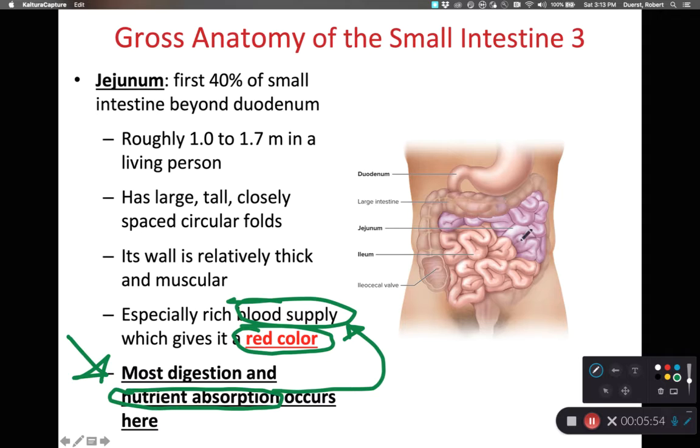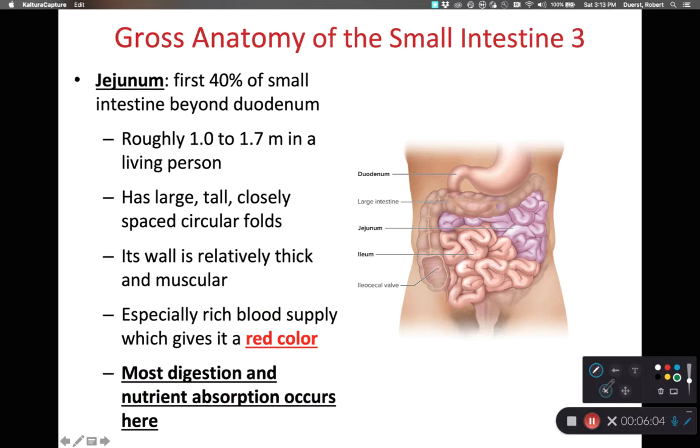However, after the chyme has gone through the jejunum and has arrived at the ileum, there's not as many nutrients left, so we don't have as much nutrient absorption later on when we get to the ileum.